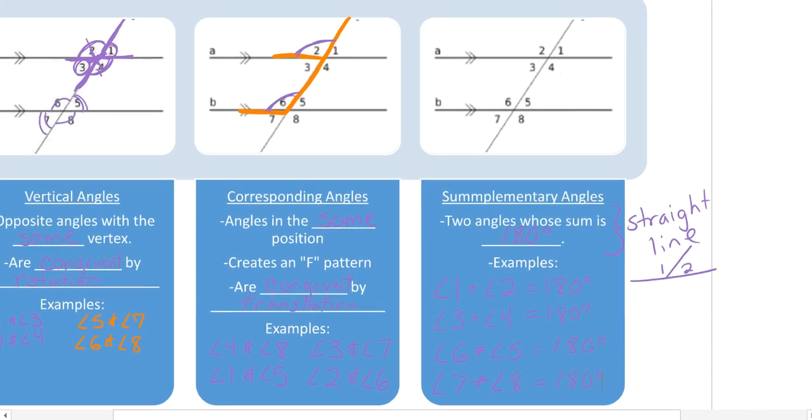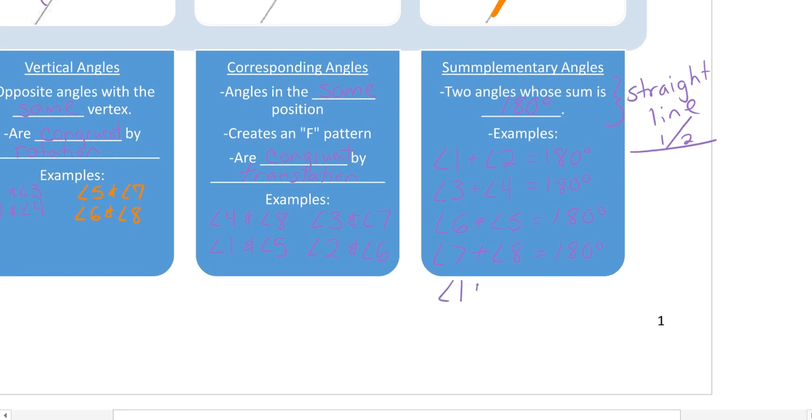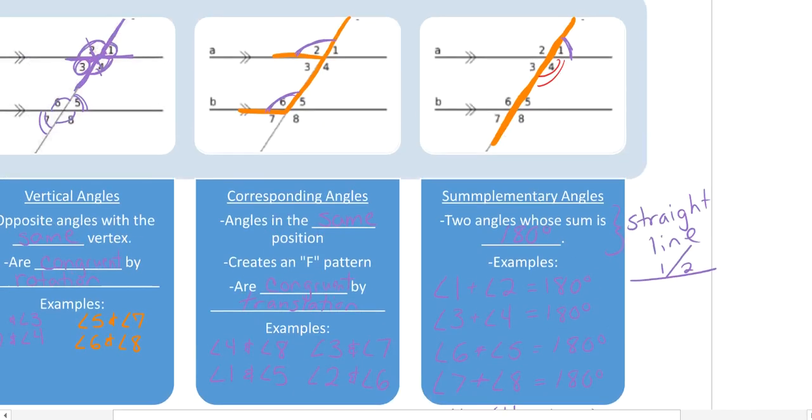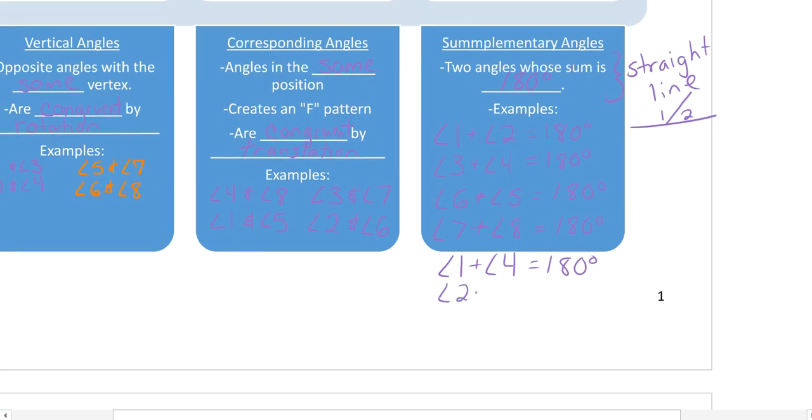Now, there are more supplementary angles because we can use our transversal as a straight line. So if we look at our transversal, on the right side of the transversal, I have angle 1 and angle 4 together are going to be supplementary. So angle 1 plus angle 4 are also going to equal 180 degrees together. Then 2 and 3 will also be supplementary. Angle 2 plus angle 3 equals 180 degrees.